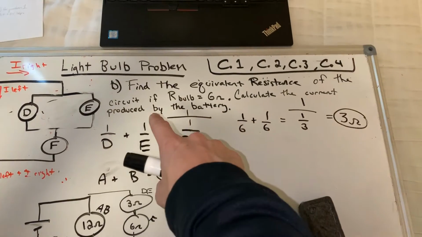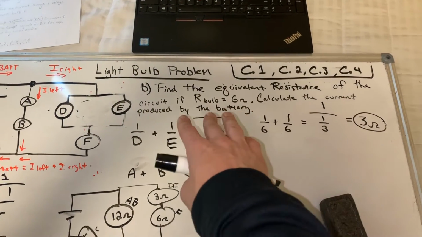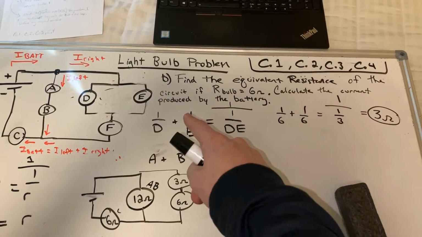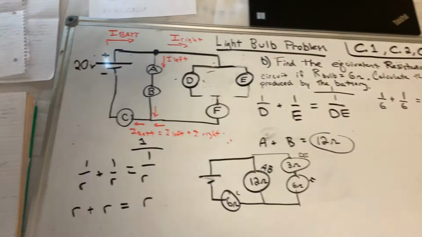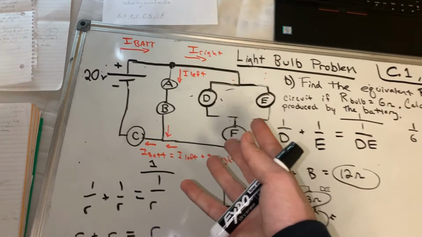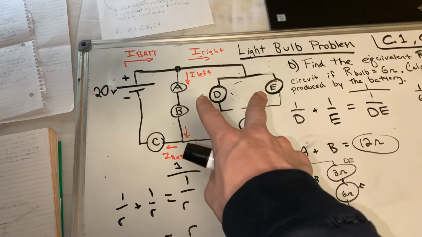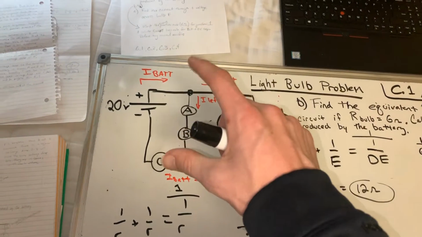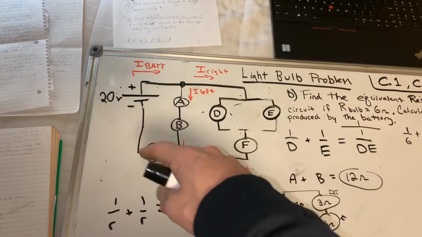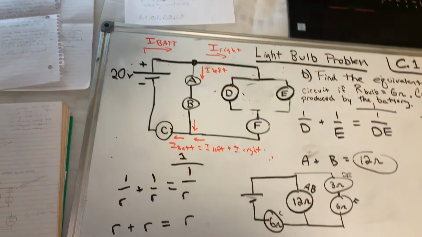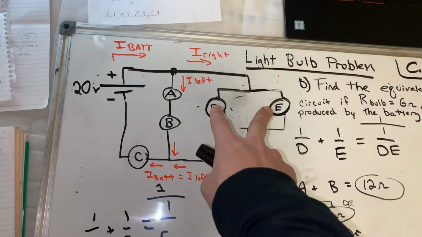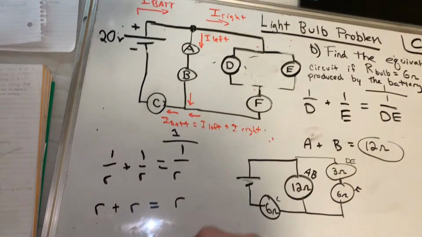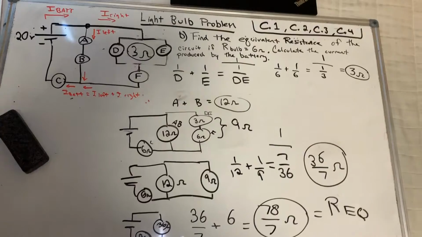All right, so now we are going to find the equivalent resistance of the entire circuit if each one of the bulbs is 6 ohms, and then we're going to calculate the current produced by the battery. All right, so here's the circuit diagram here. The way I like to find equivalent resistances is to take care of the internal parallel sections first, and then you're going to combine the series, and then whatever's left, you're just going to add the series. Okay, so D and E is probably the best starting point. So we see that D and E are in parallel, and the equation for finding equivalent resistance.